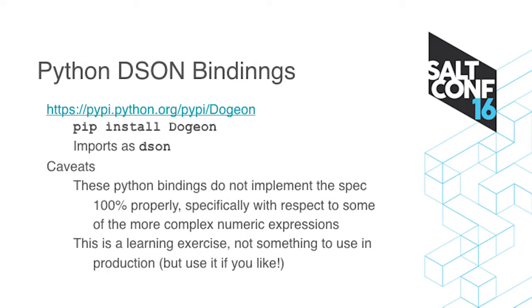So today we're going to do a demo. I'm going to actually write a render that'll load this type of text, and to do that we're going to use the Dojon module, which provides an imported name of Dizon. So it works exactly like the JSON loader.